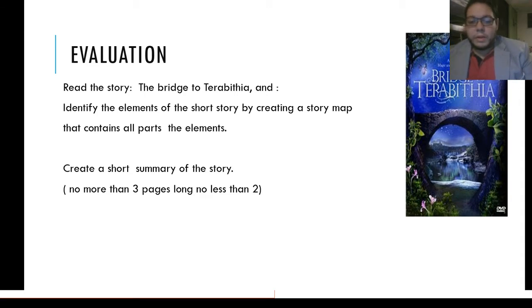So let's go for a little evaluation. You're going to read the story Bridge to Terabithia, and you're going to identify the elements of the story by creating a story map that contains all the parts of the elements. You're also going to create a short summary of the story, no more than 3 pages, no shorter than 2, so keep it short and sweet.